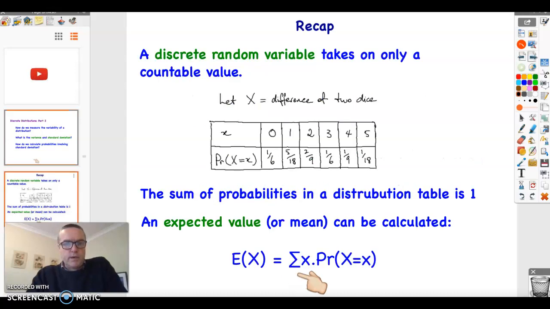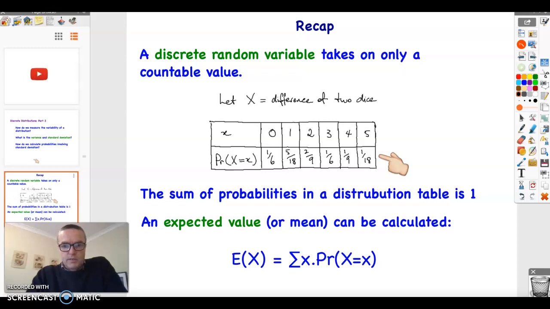So just a quick recap of part one. We talked about what it means for a random variable to be discrete. These take on only countable values. We usually represent probabilities using a random distribution table or a probability distribution table. We always define the variable. Our table represents all of the quantities that the variable can take on and the probability associated with each one of those quantities.